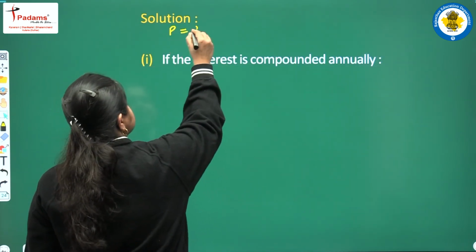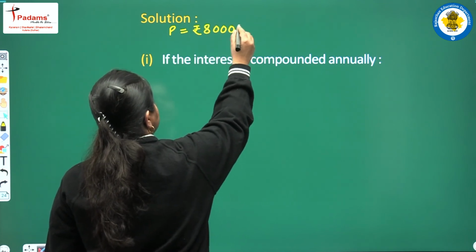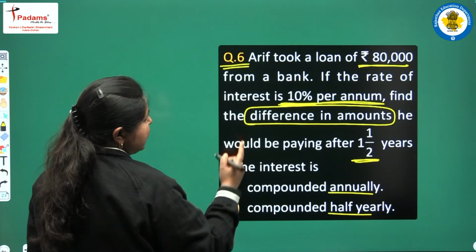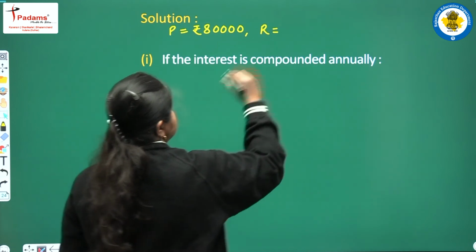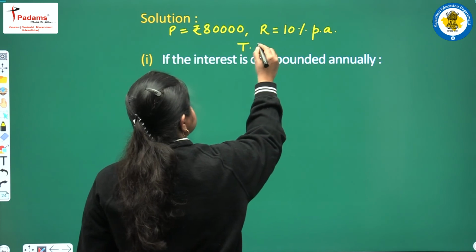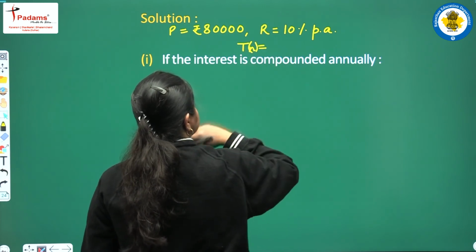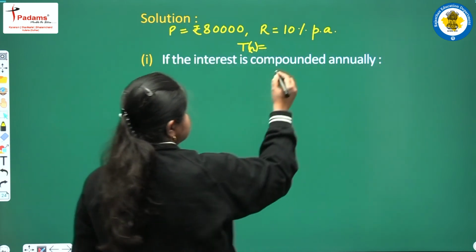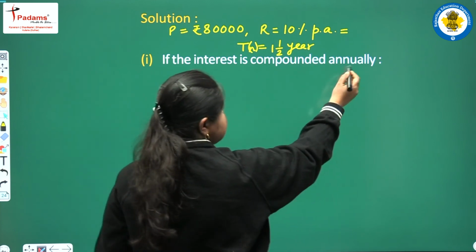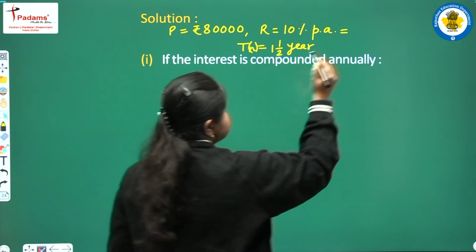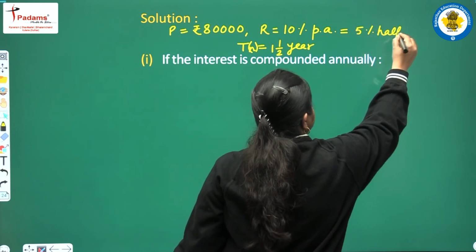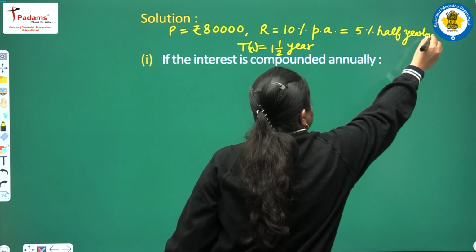फर्स्ट वी राइट द प्रिंसिपल. इट इज रुपीज 80,000. Then we write the rate which is given as 10% per annum and the time is 1.5 year. Time is how much? Small n से denote कर रहे हैं हम इसको 1.5 year. जब हम एनुअल कैलकुलेशन करेंगे तो रेट लेंगे हम 10% और जब हम हाफ ईयरली कंप्यूटेशन करेंगे तब हम लेंगे 5% हाफ ईयरली. तो दोनों ही हम यहाँ पर लिख रहे हैं.